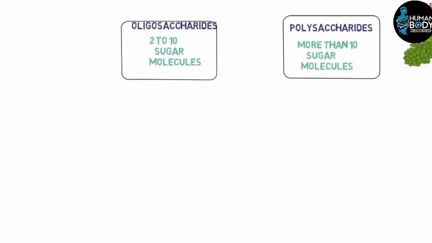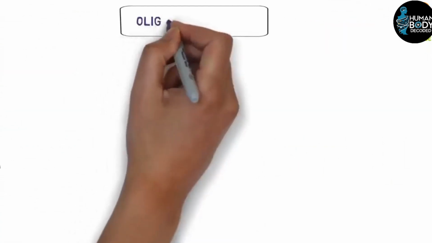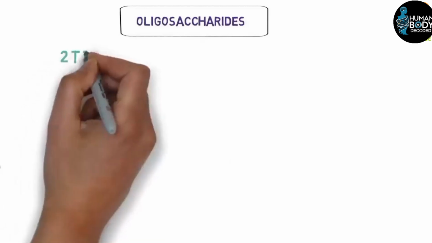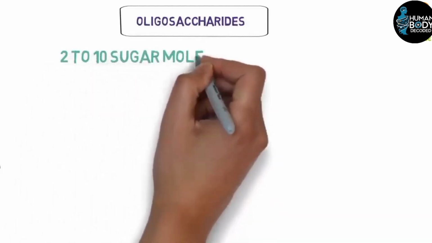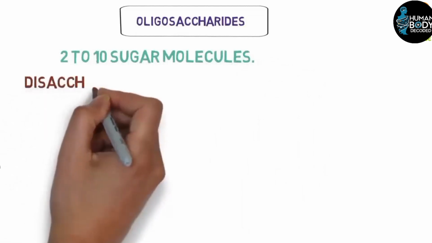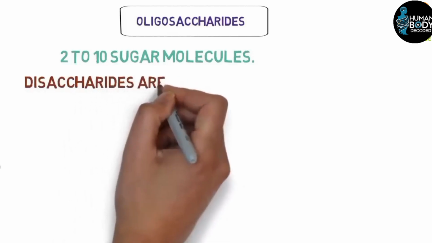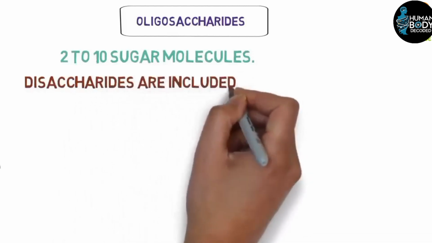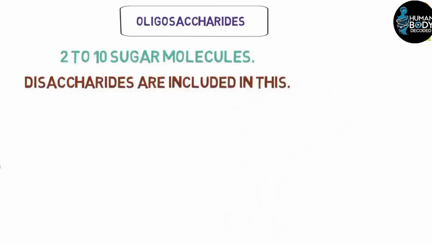Now, let's move on to the third classification of carbohydrates, which is oligosaccharides. I've already explained that oligosaccharides are composed of few sugar molecules. When 2 to 10 sugar molecules combine, they form oligosaccharides. Disaccharides fall under oligosaccharides because disaccharides consist of two sugar molecules and oligosaccharides contain 2 to 10 sugar molecules.